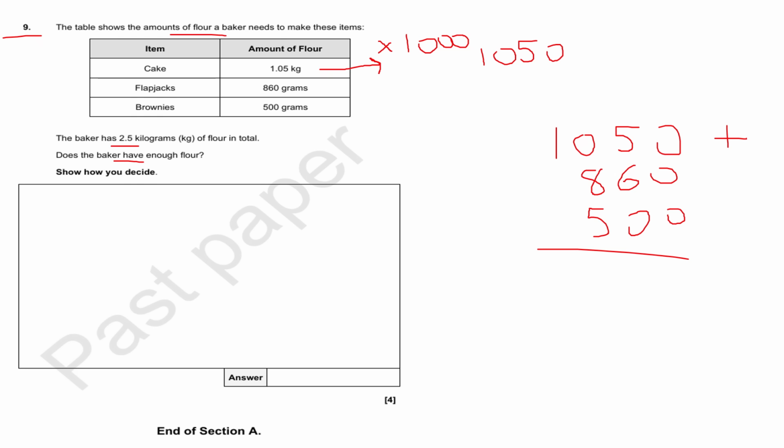Working from right to left, 0 plus 0 plus 0 is 0. 5 plus 6 is 11, plus 0 makes 11. So 1, carry that extra 1. 8 plus 5 is 13, plus that 1 makes 14. Carry that 1. 1 plus 1 is 2. And that is bigger than this.